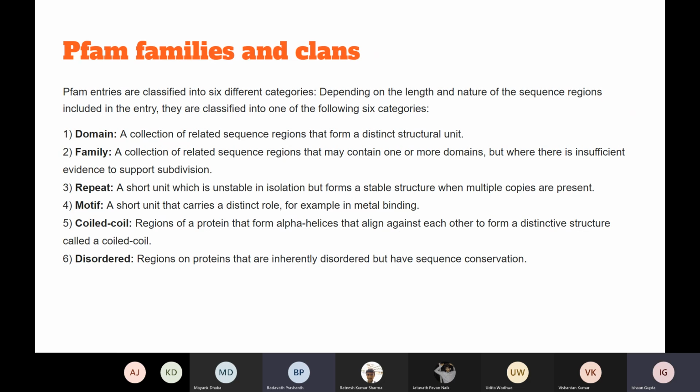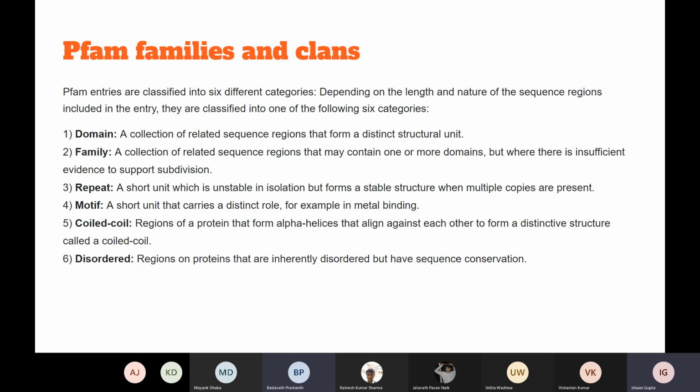So PFAM families and clans. There are basically 6 different categories, depending on the length and the nature of the sequence regions that are included in an entry. The first entry is called the domain, the smallest one, related sequences that form a distinct structural unit. You have a family. It's a collection of related sequence regions that may contain one or more domains. Typically you will see that 2 domains are seen quite frequently, so they form a family. Then you will have something called a repeat.